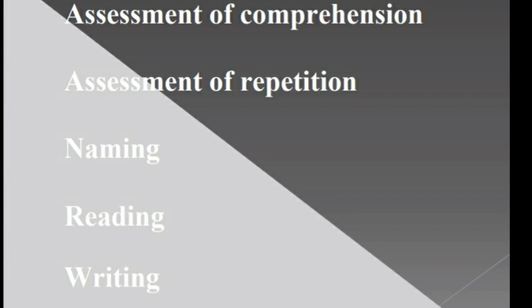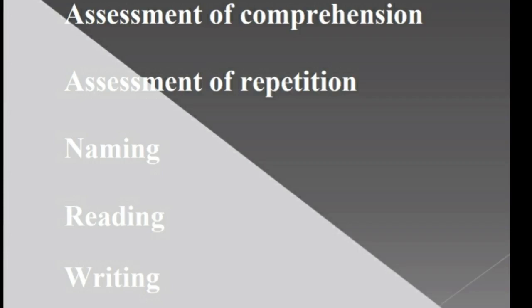First, give a simple command to the patient without talking, of course. That's to say, ask the patient to open his mouth, or give him a complicated command: with your right hand, touch your nose and then your left ear. This is a complex command.